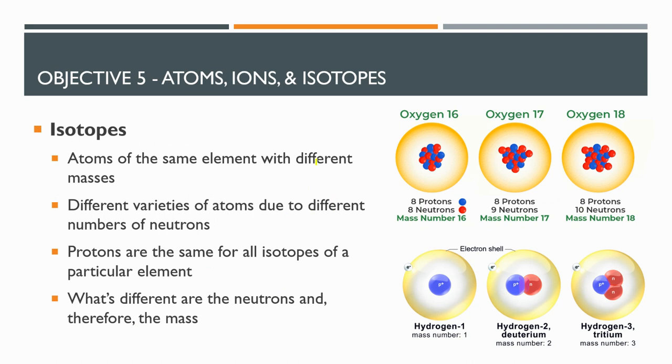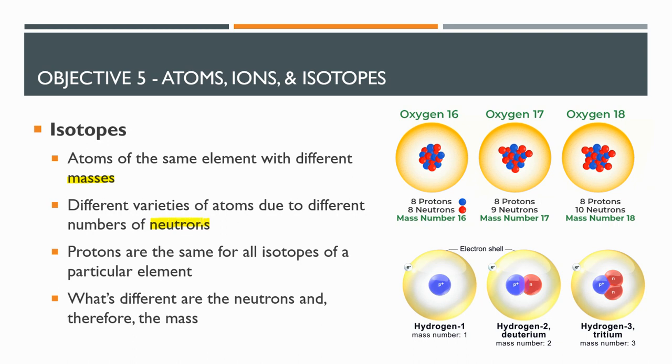All right, so the next thing we need to talk about is this word here, isotopes. So we have atoms that are neutral. We have ions that are charged particles. And isotopes are atoms of the same element that have different masses. And the reason they have different masses is because they have different numbers of neutrons.